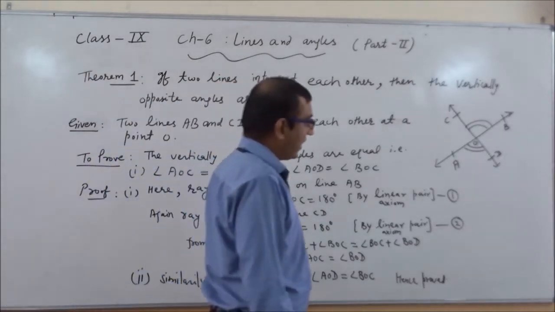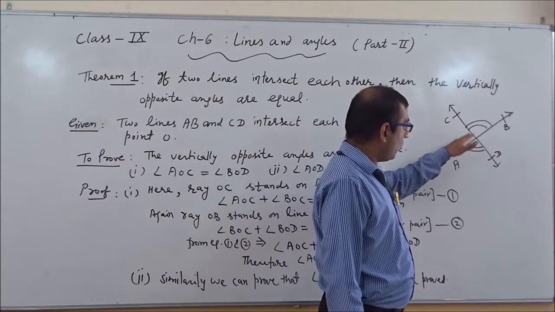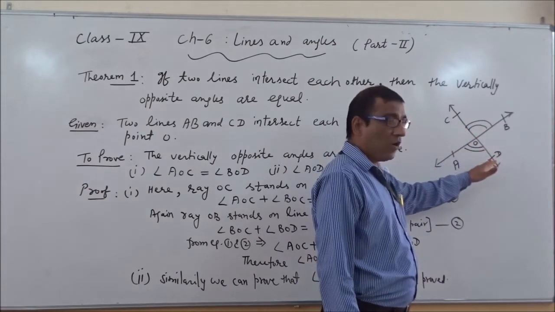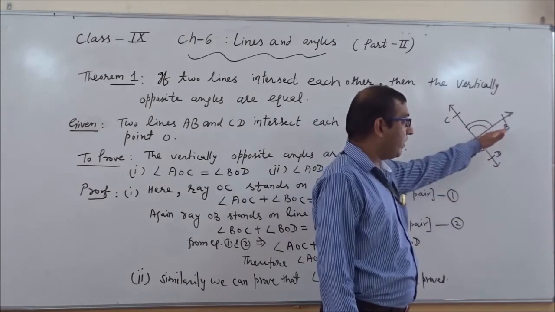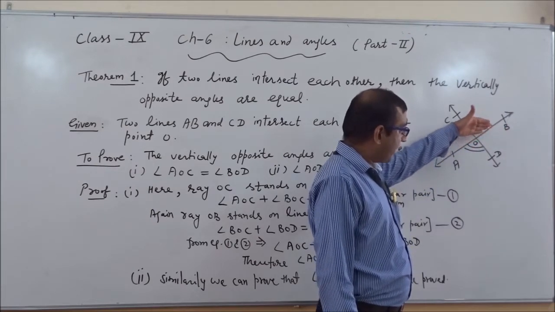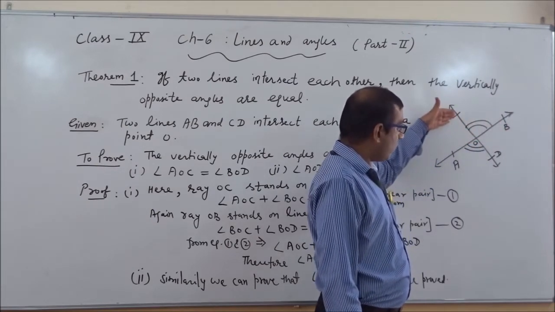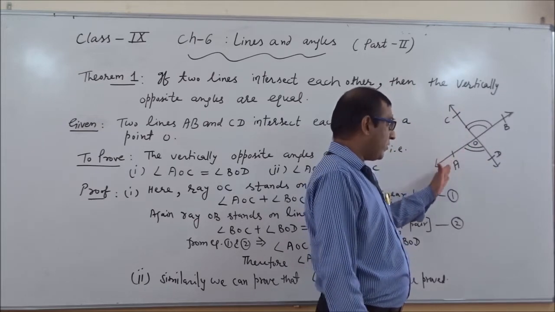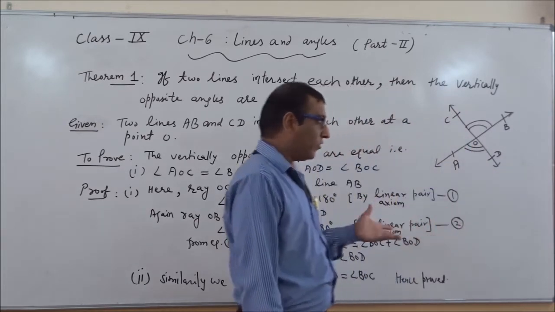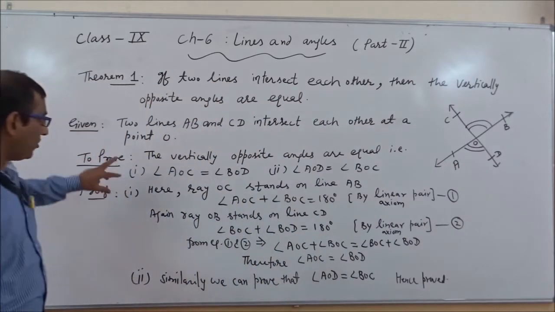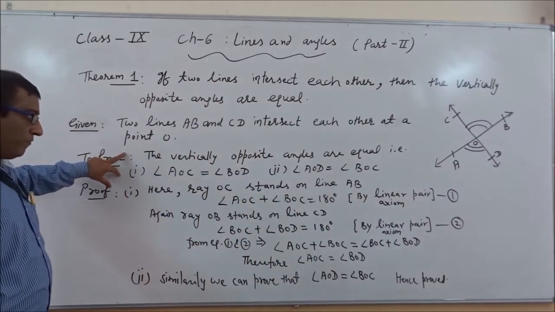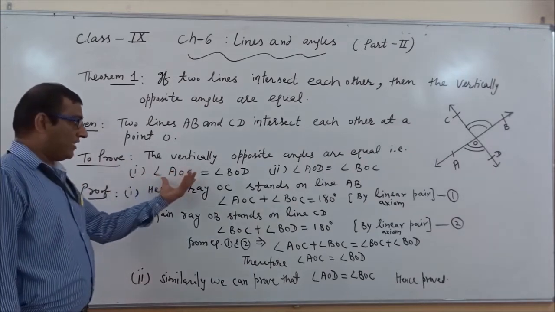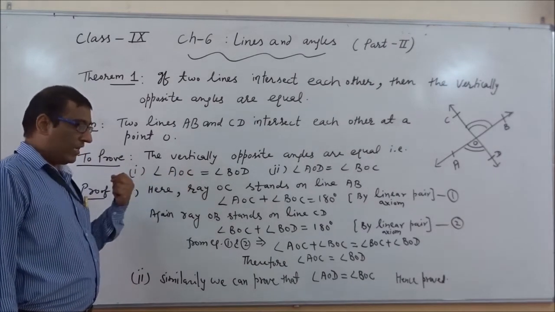As you see in this diagram, angle AOC is vertically opposite to angle BOD, or we can say DOB, and one more pair is there, angle BOC is vertically opposite to angle AOD. Either we say AOD or DOA, both are the same thing. So these two pairs of angles we have to prove. So what is the proof? How can we prove that these are equal?